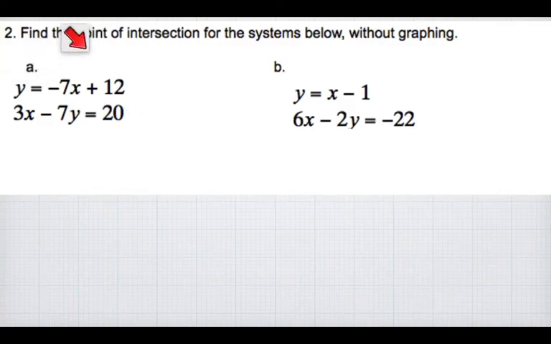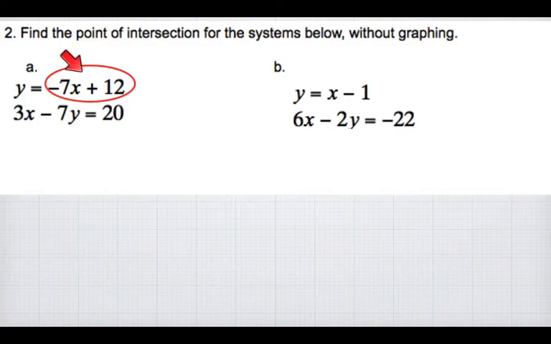The substitution method just asks for one of the equations to be solved for y or to be solved for x. This equation here is already solved for y. Y equals negative 7x plus 12. So I already know the value of y. The value of y is negative 7x plus 12. This is y.